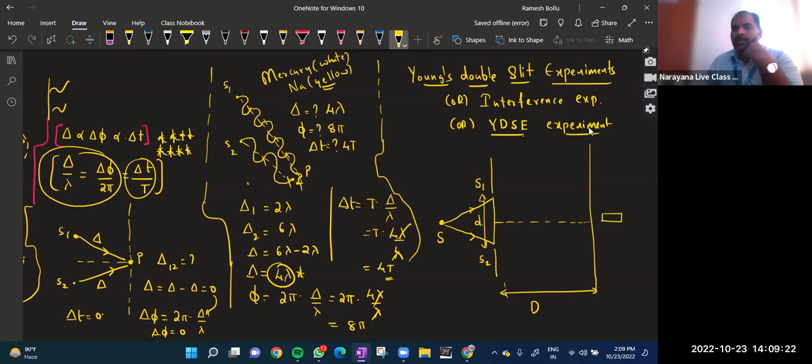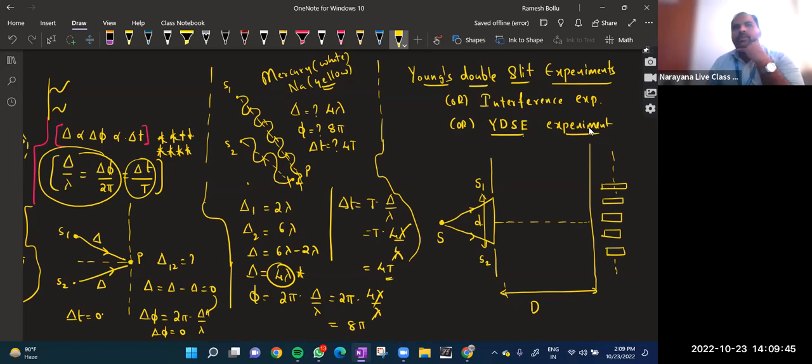One bright band. This is the first bright band. This is also the first bright band. This is the second bright band. This is also the second bright band. Like that, alternate bright bands and dark bands are seen. Such a phenomenon we call what here? Interference.